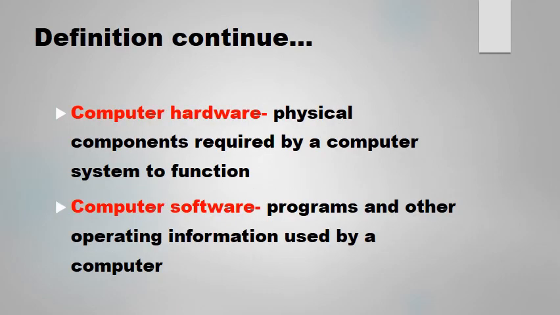What is computer hardware? These are the physical components required by a computer system to function. Things like CPU, monitor, mouse, and keyboard. Computer software are programs and other operating information used by a computer. Things like operating system, application systems, etc.